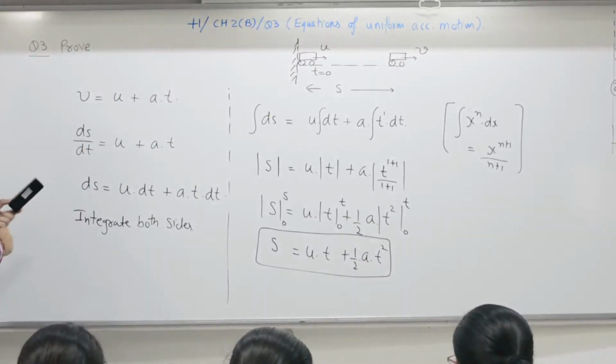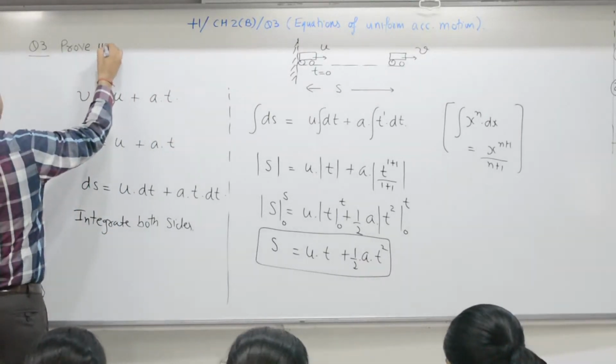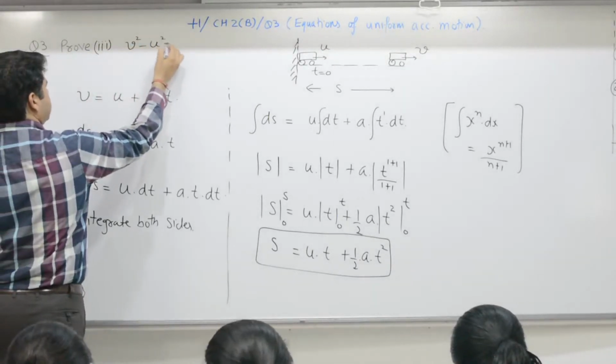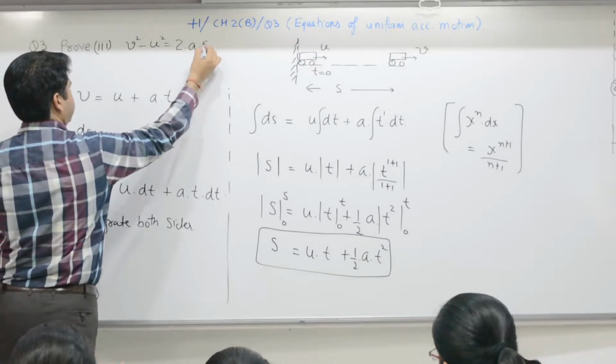One minute to complete. V square minus u square is equal to 2as. Try.